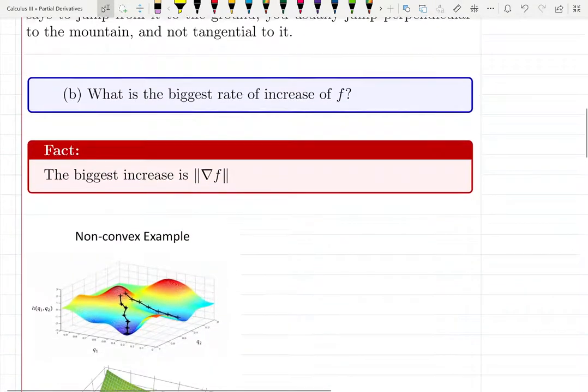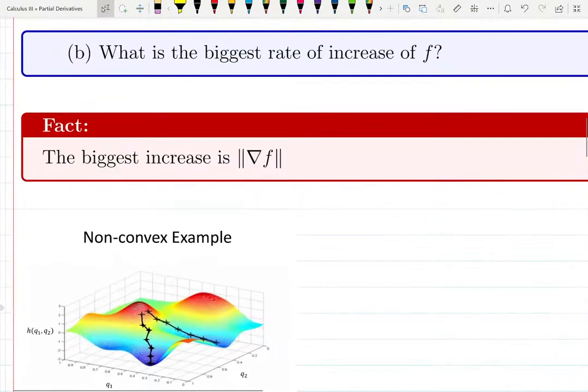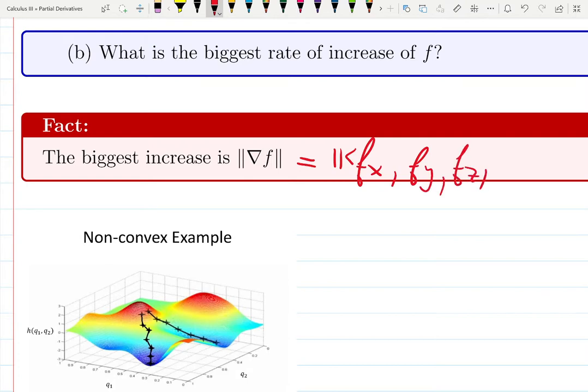So you can read this, and now write down this red fact. The biggest increase is the absolute value or magnitude of the vector of the gradient. So it is the magnitude of all partial derivatives with respect to x, with respect to y, with respect to z, and so on. Find the gradient. And that's one of the most fascinating applications of the gradient, finding the biggest increase and the fastest increase and the fastest decrease.